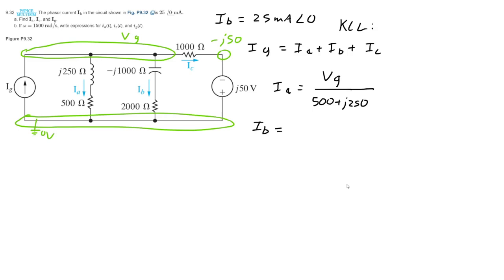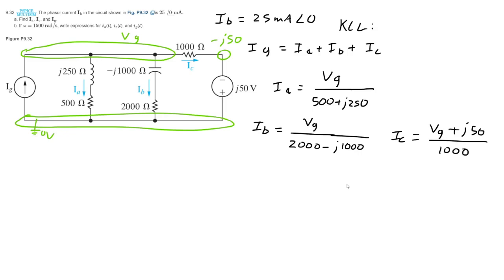IB is going to be VG minus 0 over the impedance, so this is going to be 2000 minus j1000, and IC is going to be VG over minus j250 plus j50 over 1000. So using all this information, we'll be able to solve for our unknown value, which is VG, and find out the currents.